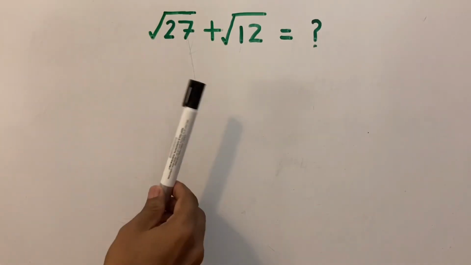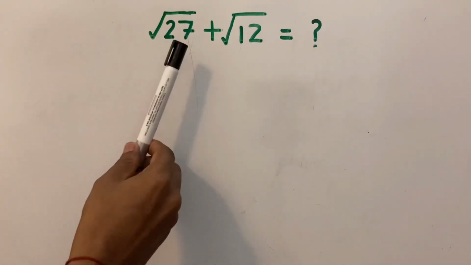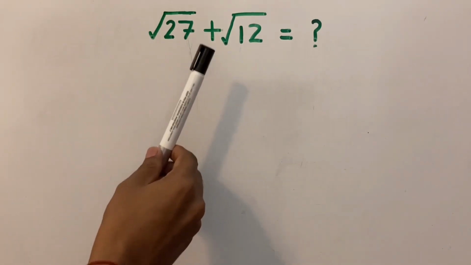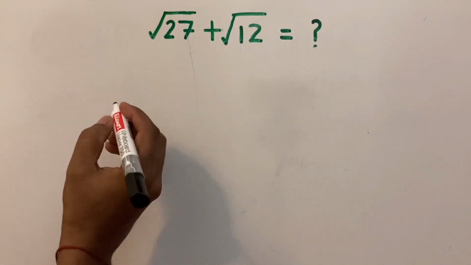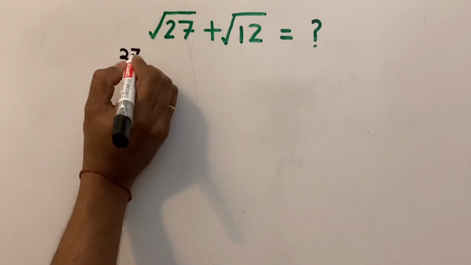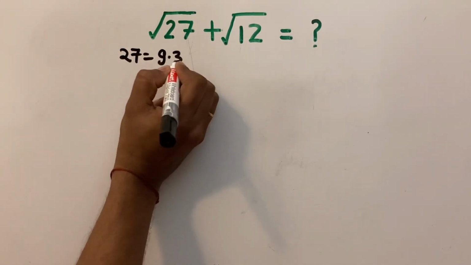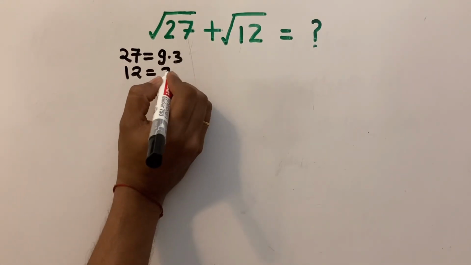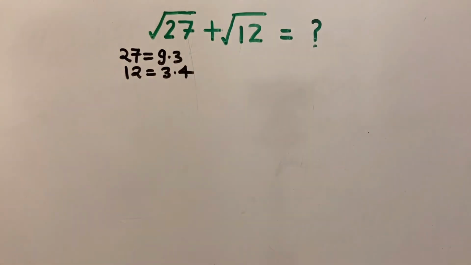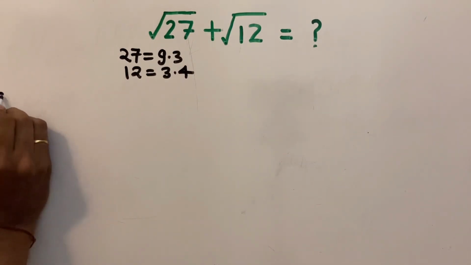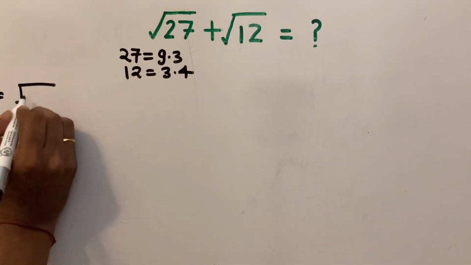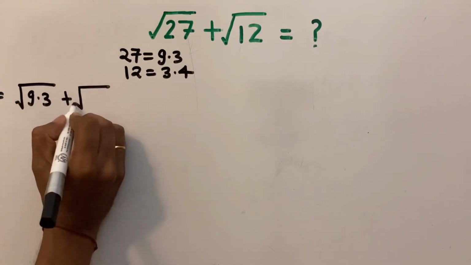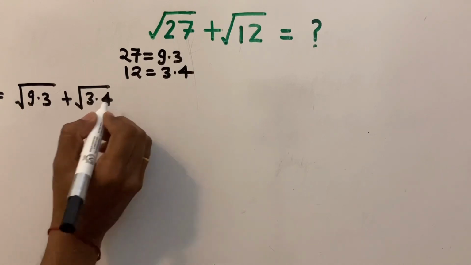A very good exercise. We have here a sum of two square roots, that is square root 27 plus square root 12. Well, 27 is equal to 9 multiply 3 and 12 is equal to 3 multiply 4. So this expression can be written as square root of 9 multiply 3 plus square root of 3 multiply 4.